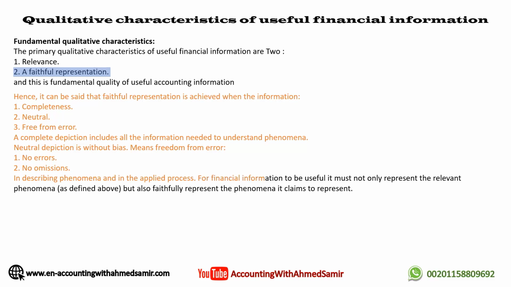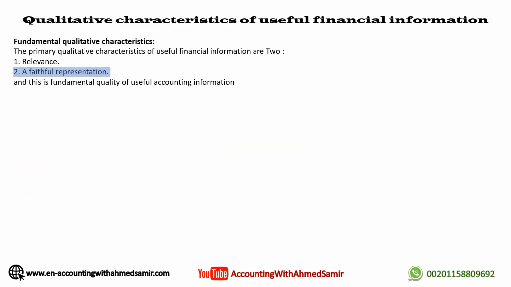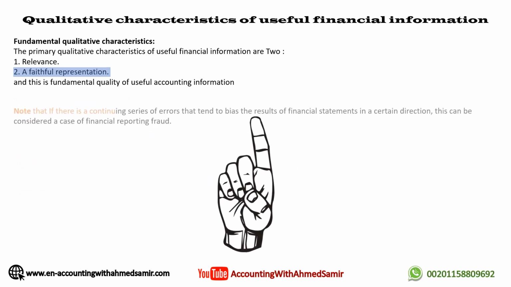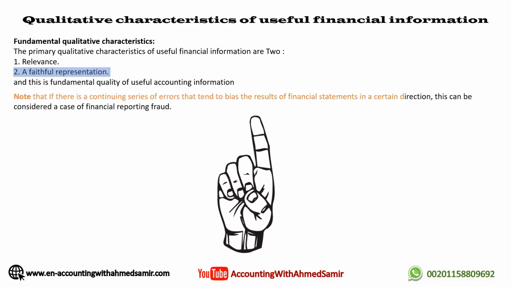For financial information to be useful, it must not only represent relevant phenomena, as defined above, but also faithfully represent the phenomena it claims to represent. Note that if there is a continuing series of errors that tend to bias the results of financial statements in a certain direction, this can be considered a case of financial reporting fraud.